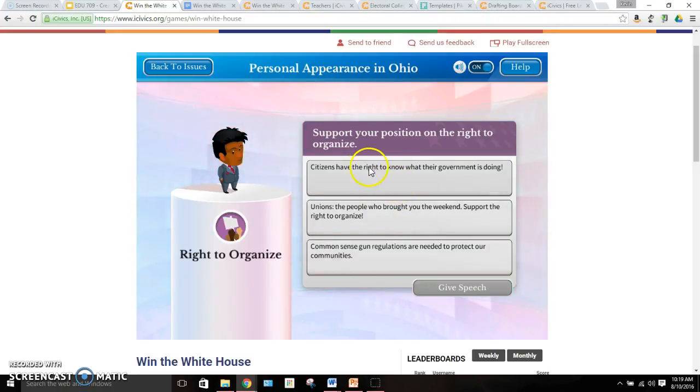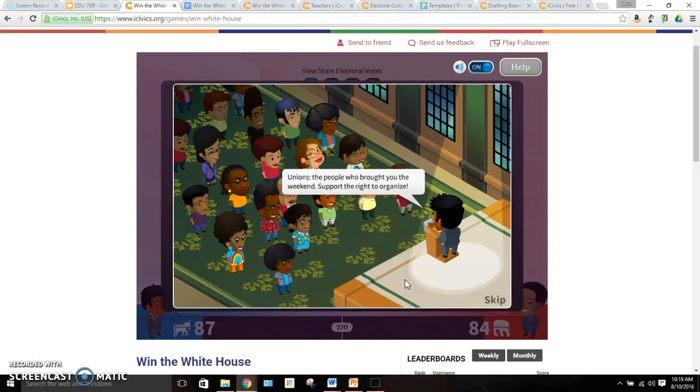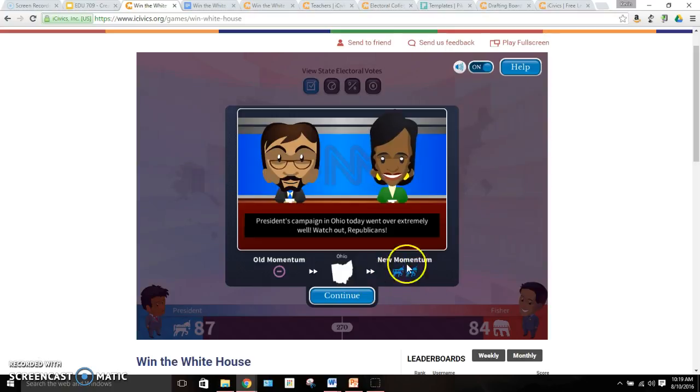Citizens have the right to know it. They basically have to match which one of these goes with the issue right to organize. So, common sense gun regulations, that's not going to be it. Unions, people who brought you the weekends, support the right to organize. That sounds about right. So we'll give the speech based on that issue. There I go. Yeah, they like that. All right, now I have new momentum.